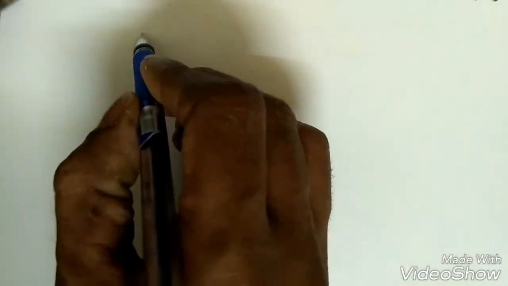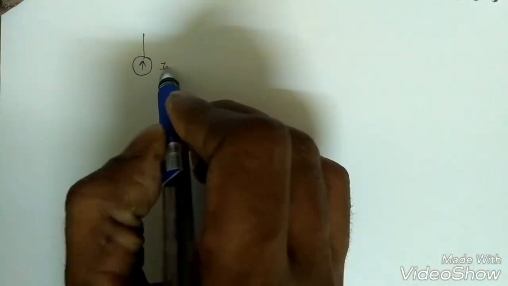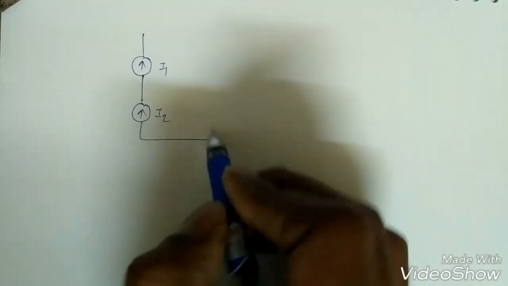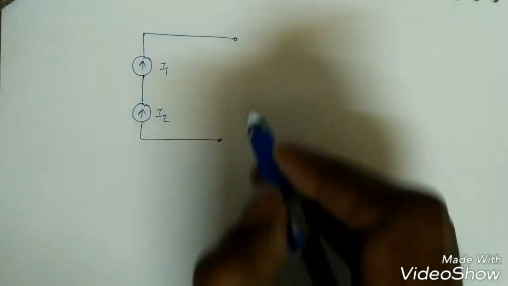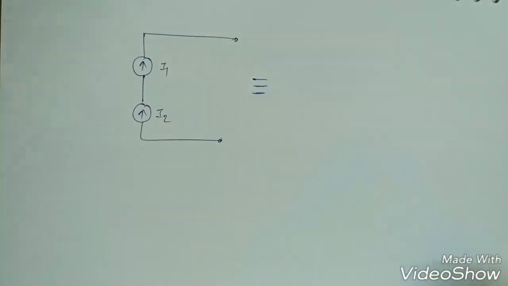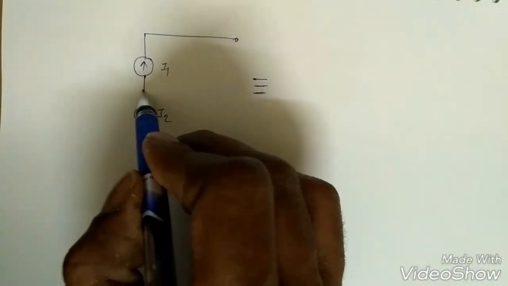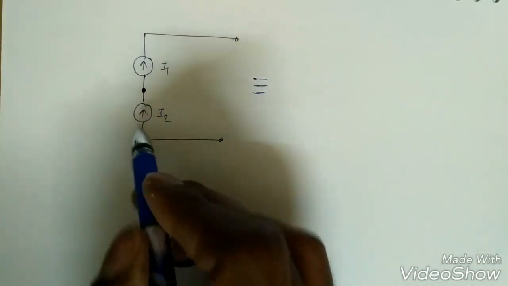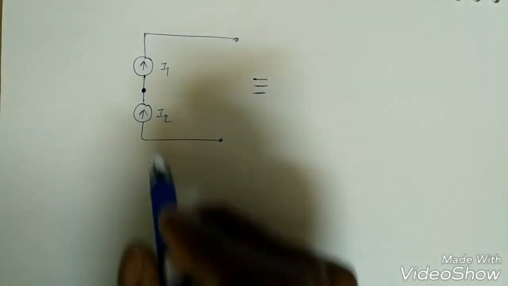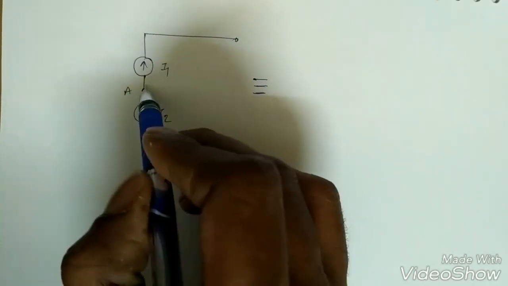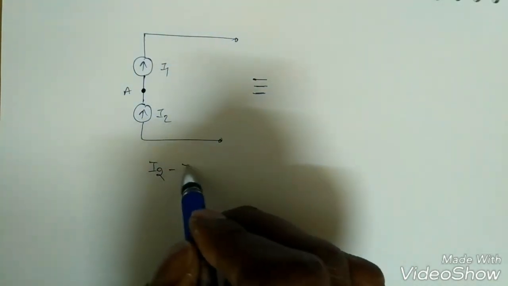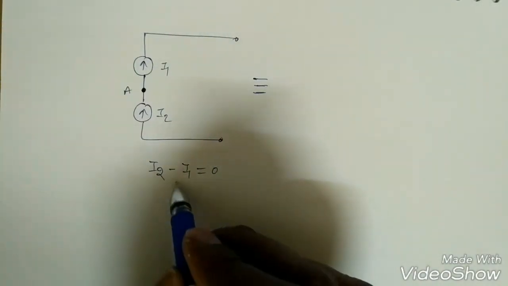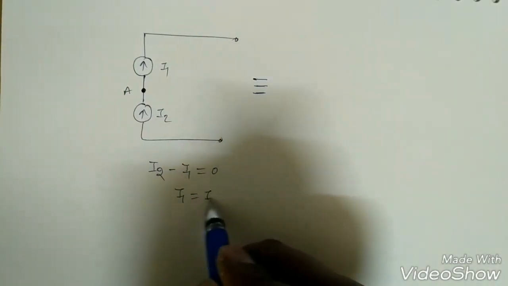Now it is like this. Suppose one current source is like this, I1, and one more current source is coming, I2, right? So how can we find an equivalent circuit? If you apply KCL at this node, I2 is incoming, so if I assume incoming as positive, at this node A the I1 is leaving. For leaving, I have to assume the opposite sign of the incoming. So I2 minus I1 equal to 0, so I1 is equal to I2.